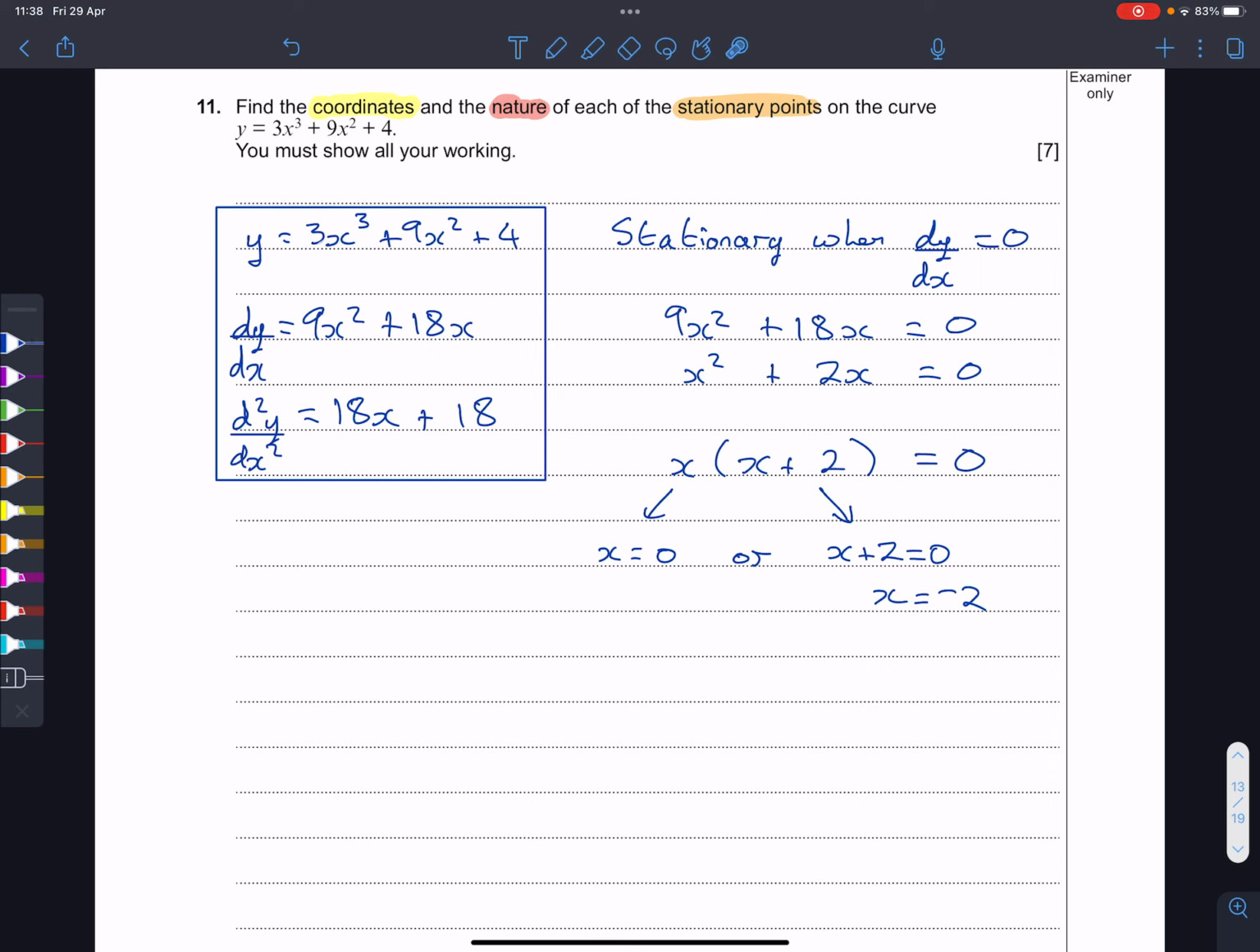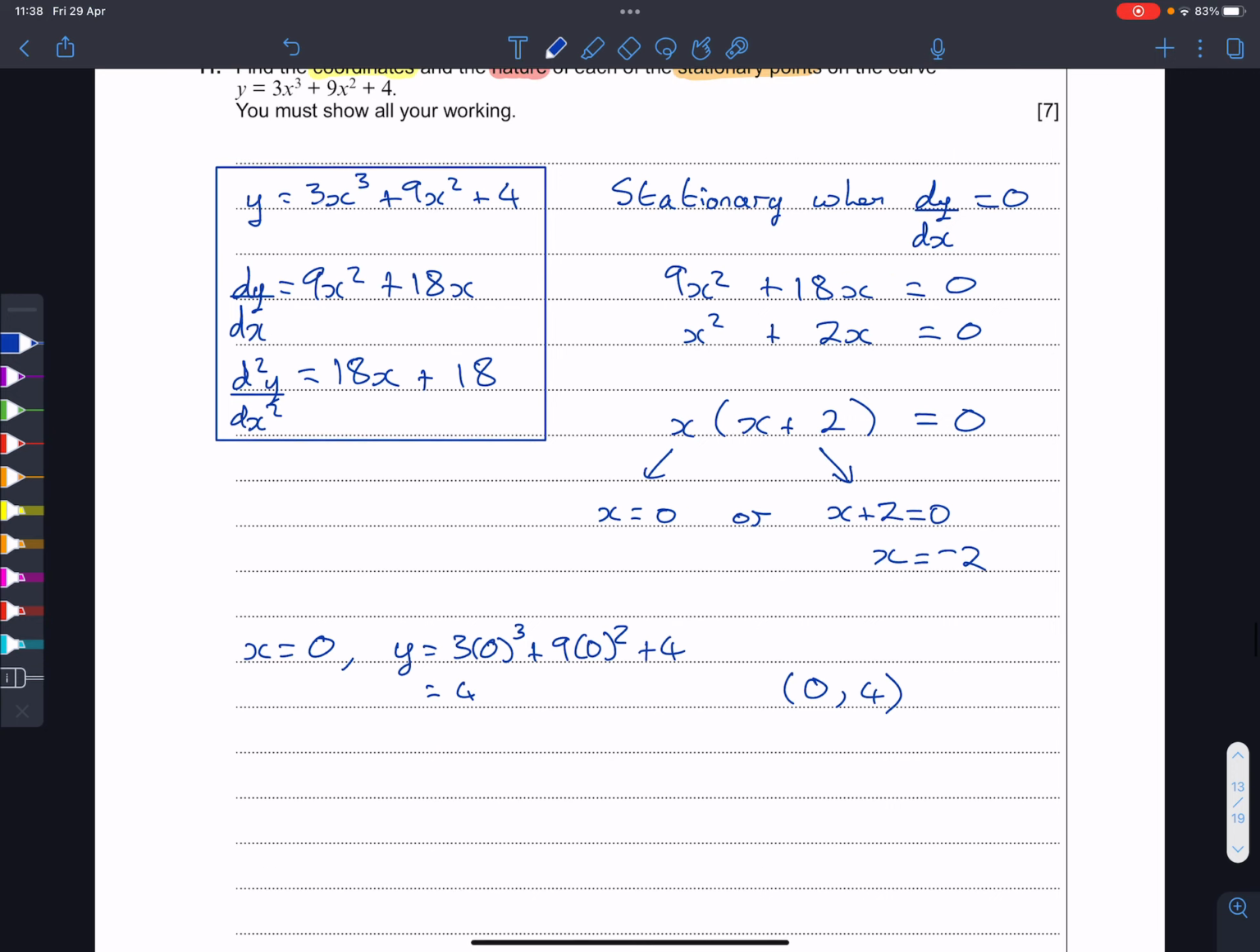Now, that's the x ordinate, not the coordinates. So I need to find out the y values. So when x is 0, my y is going to be 3 lots of 0 cubed plus 9 lots of 0 squared plus 4. All I've done is I've substituted into this. And that will give me 0, 0, 4. So y equals 4. So one stationary point is at (0, 4).